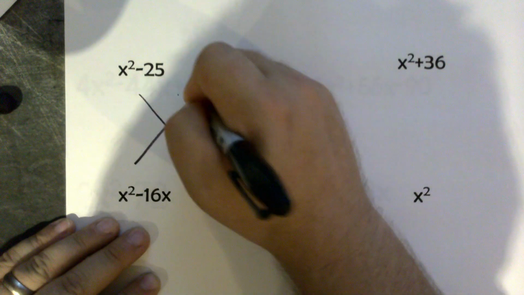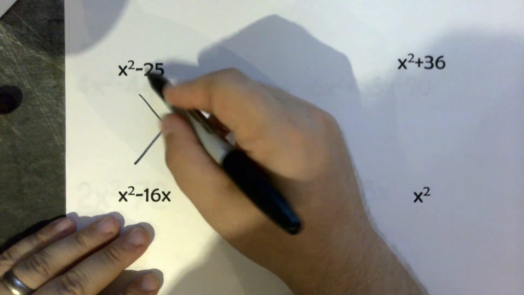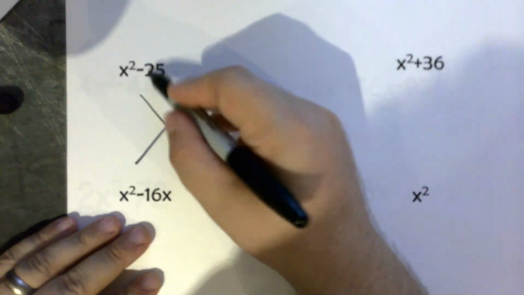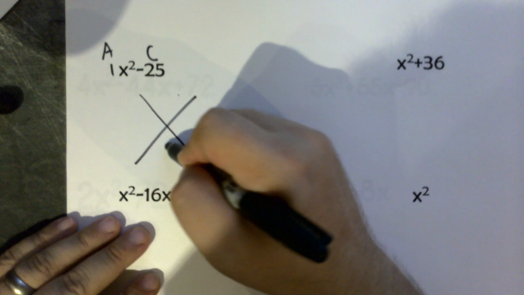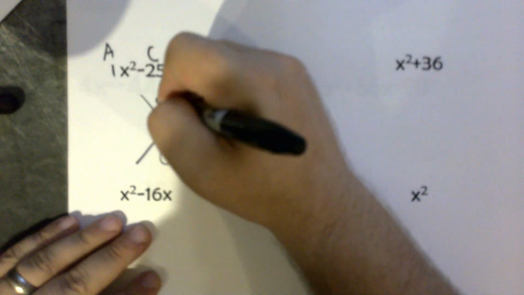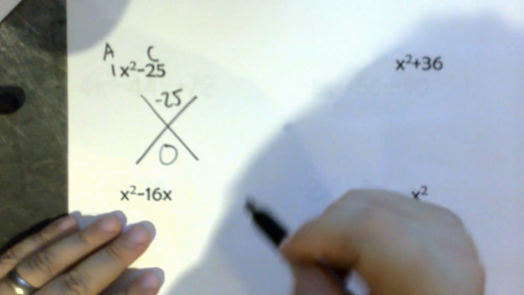So we're still going to play the x game. Make an x. Here, this is your constant term. We have no linear term. This is your c value. We have an a value. We have a c value, but we don't have a b value. So we're actually going to put a 0 with b. We're going to put a negative 25 where c goes.